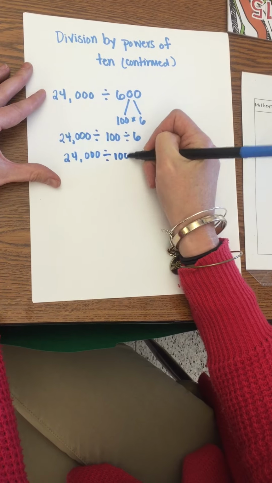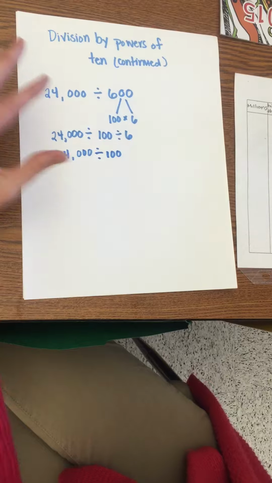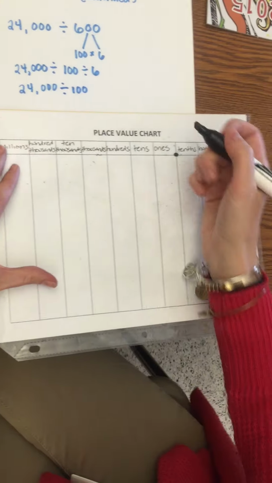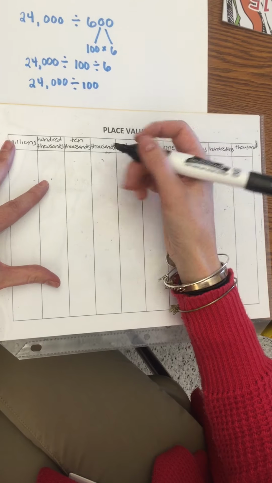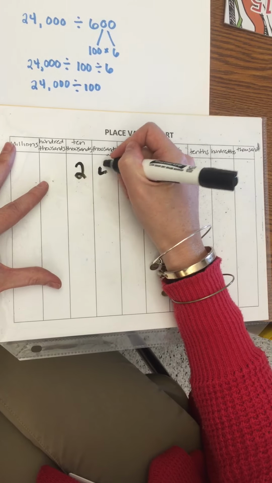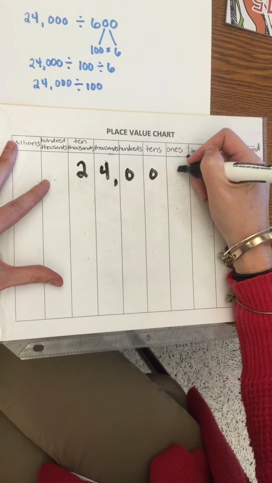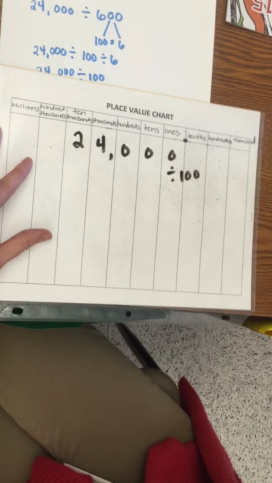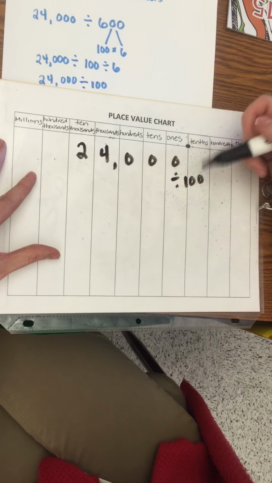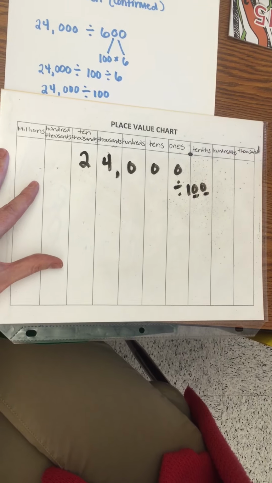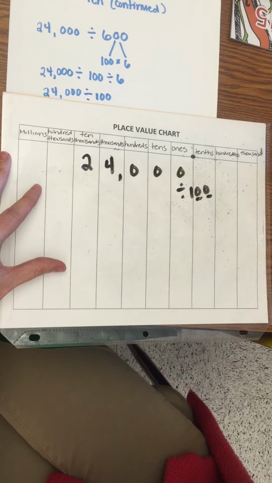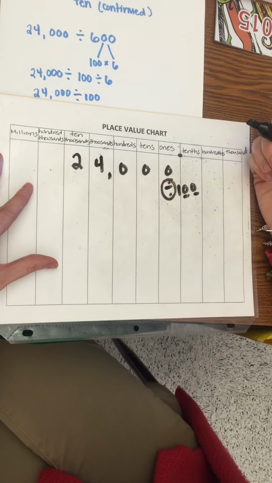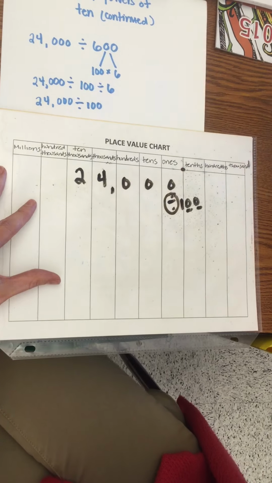by 100 first. I can show that on a place value mat if I need to, but at this point as a 5th grader, I should be getting away from the place value mat. I should be able to do this kind of problem in my head. So I have 24,000 divided by 100. I know there's 2 zeros in 100, so I'll be shifting 2 places, and I know I have division, so I'll be shifting to the right because my answer is getting smaller.